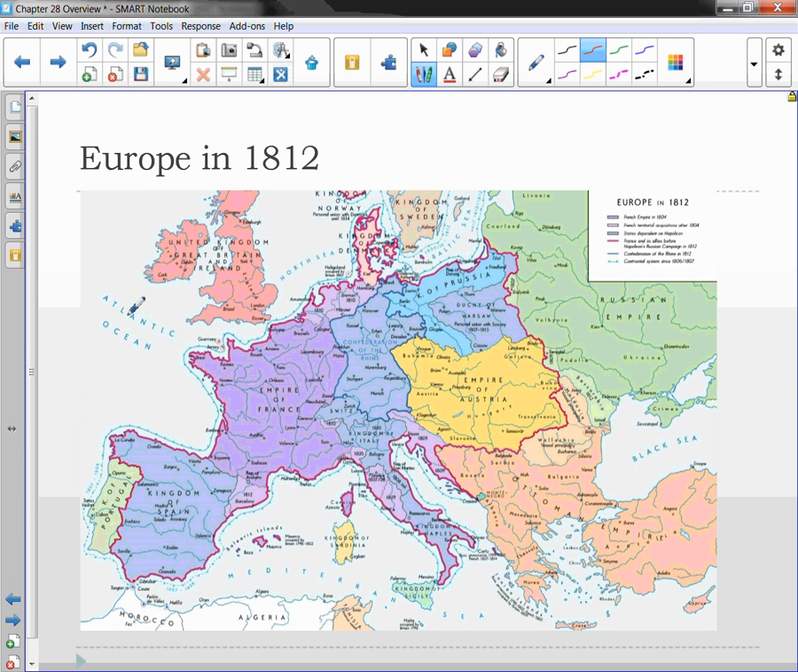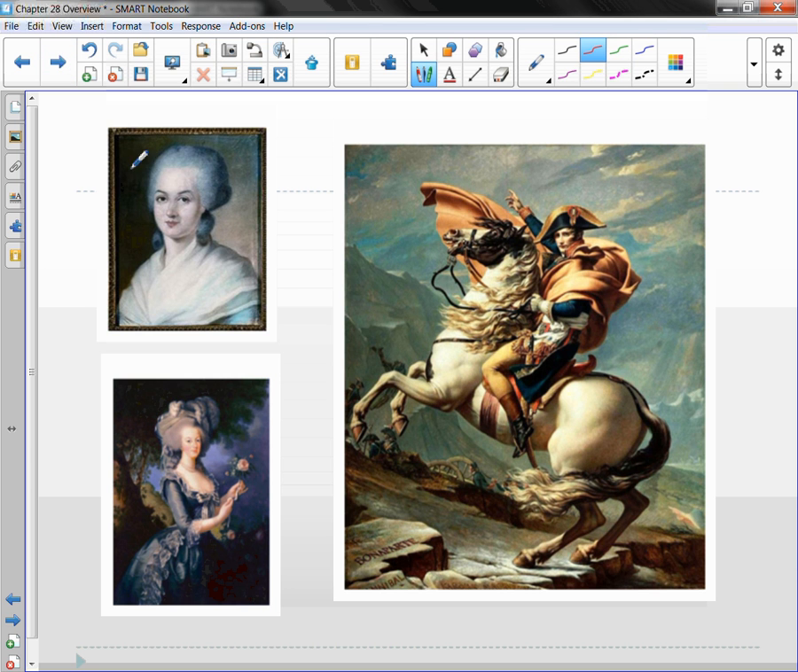Here we see the furthest extent of Napoleon's empire. And yeah, we know that him going into Russia is what was his downfall. And also his client states. Great Britain, not so down with Napoleon.